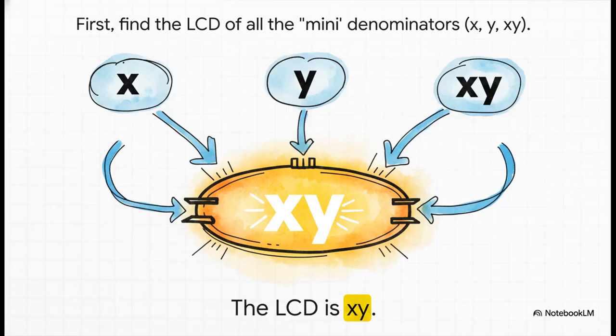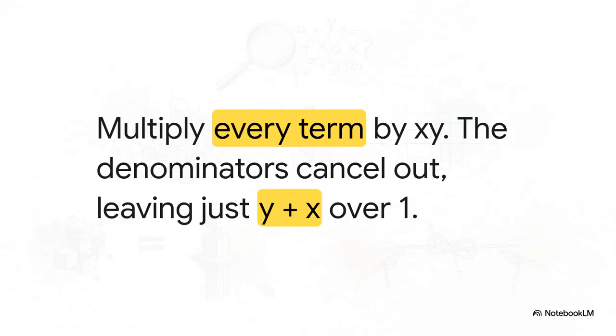Let's do it. All right, the first and most important step is to find the boss of this problem, the least common denominator of all the little fractions. So we look at the bottoms. We've got an x, a y, and an xy. Well, the smallest thing that contains all of those is just xy. That's our LCD. And now for the magic trick.